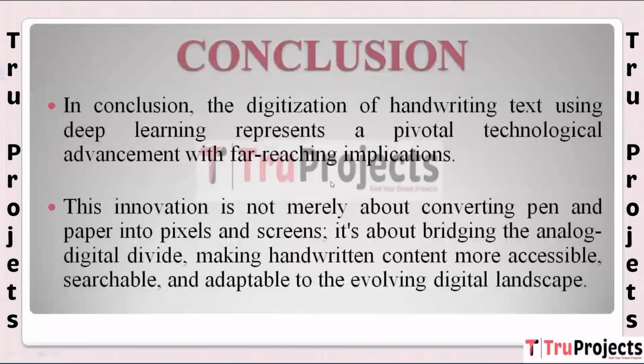So now coming back to the conclusion part. In summary, the utilization of deep learning for digitization of handwritten text marks a significant technological progress with broad-reaching consequences. It's not just a matter of transforming traditional pen and paper writing into digital form, but rather a means of closing the gap between analog and digital, rendering handwritten content more accessible, searchable, and adaptable to the continuously evolving digital sphere. So here we have completed our project.